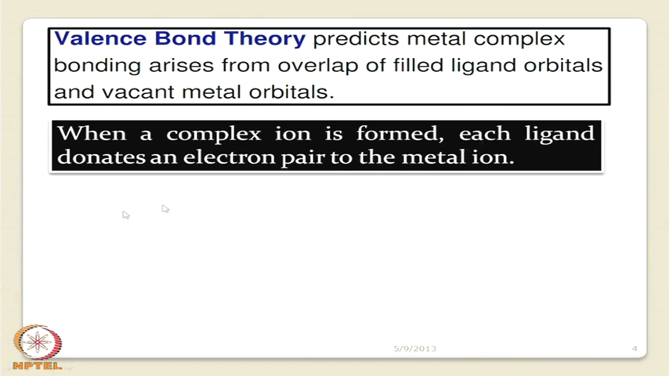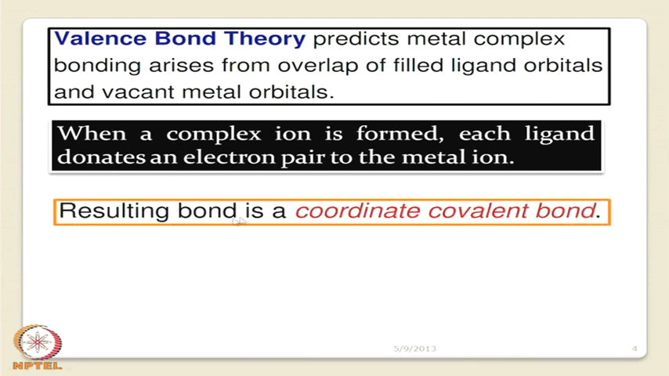So, each and every ligand will be utilized for donation of an electron pair to the metal ion during the formation of the complex, and we will be getting a corresponding coordinate covalent bond. So, the resulting bond is a coordinate covalent bond, which is due to the overlap of orbitals of the metal and the ligand.